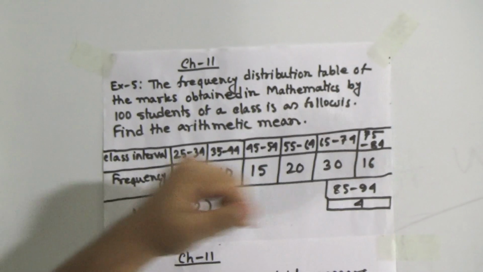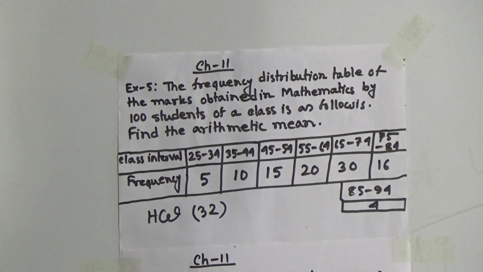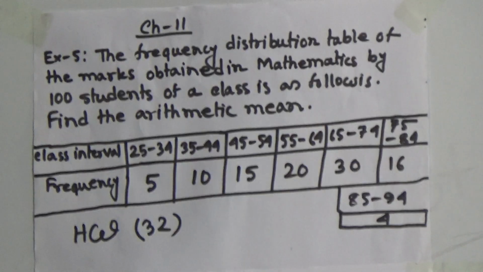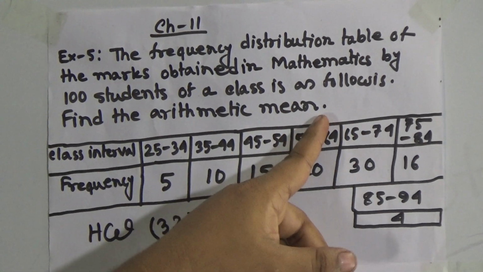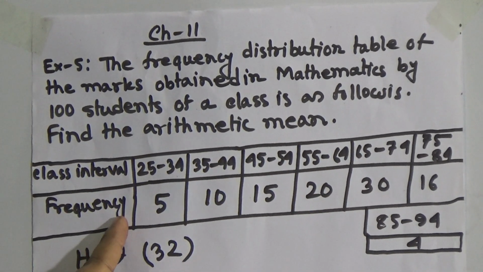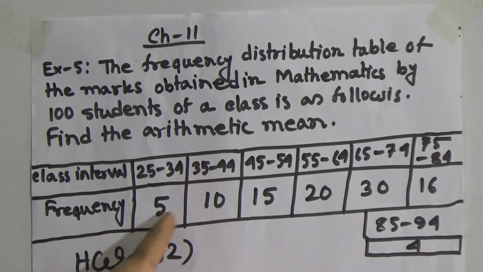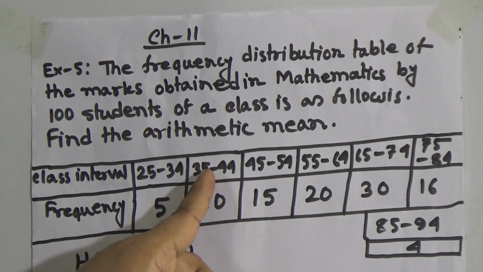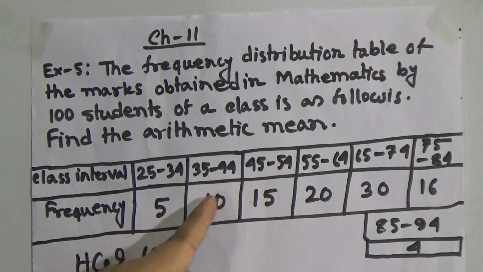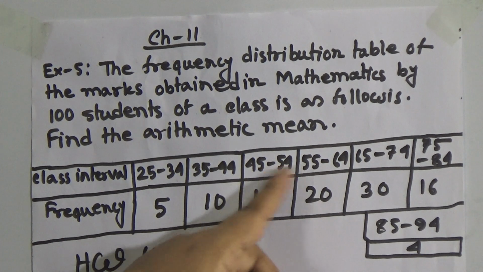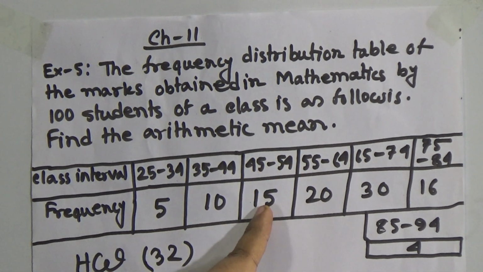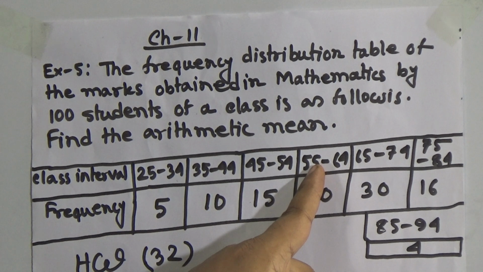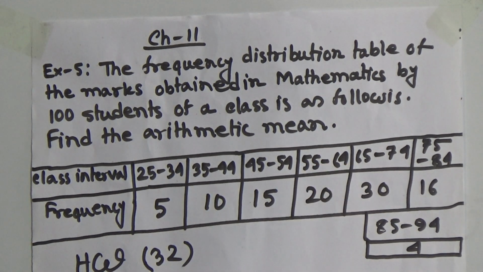Here you notice chapter 11, example 5. The frequency distribution table of the marks obtained in mathematics by 100 students of a class is as follows. Find the arithmetic mean. Class interval 25 to 34, frequency is 5. 35 to 44, the frequency is 10. 45 to 54, frequency is 15. 55 to 64, frequency is 20.